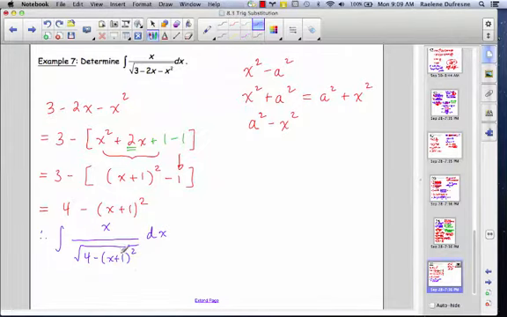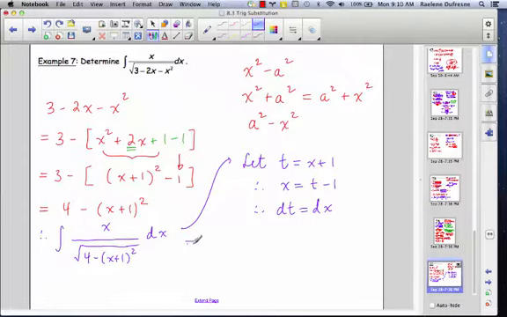So if you don't like this because you're used to having just an x under the square root that is squared, you could do a change of variable. You could say let t equal x plus 1, therefore x is equal to t minus 1, and furthermore dt is equal to dx. And you could change this to the integral of t minus 1 over the square root of 4 minus t squared times dt.